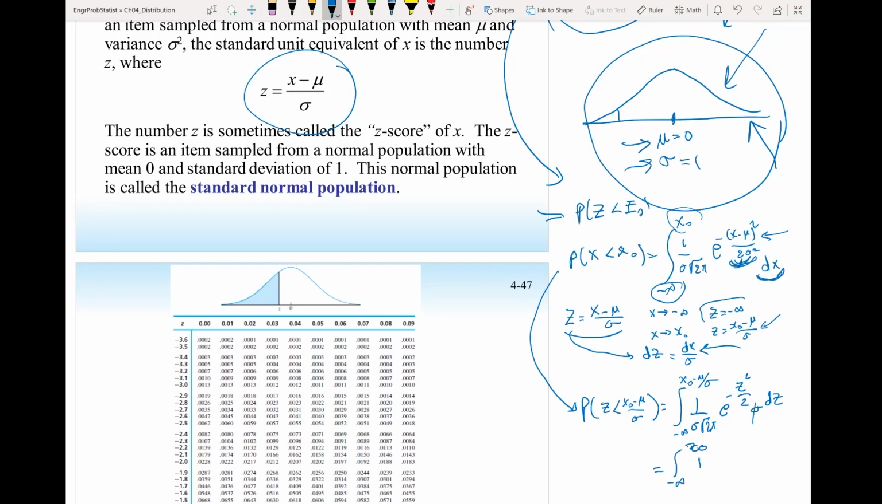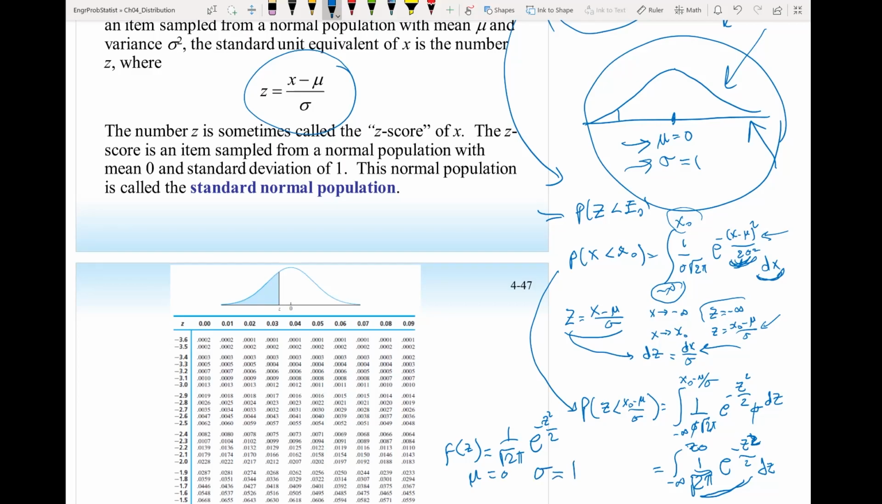The 1 over sigma will cancel this sigma, leaving 1 over square root of 2 pi e to the minus z squared over 2 dz. And now this is the standard normal distribution. So f of z in this case is just 1 over the square root of 2 pi e to the minus z squared over 2, with mean mu equals 0 and standard deviation equal to 1.